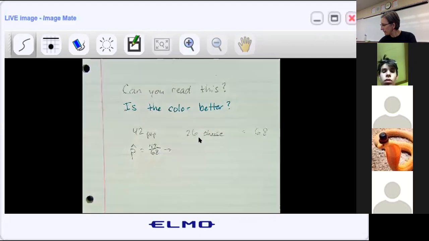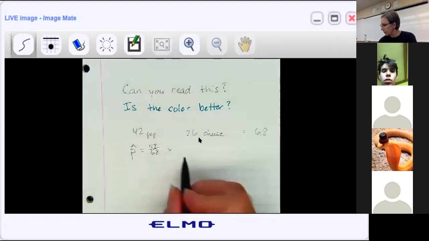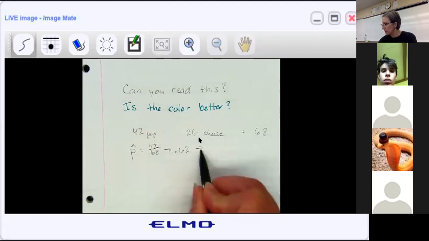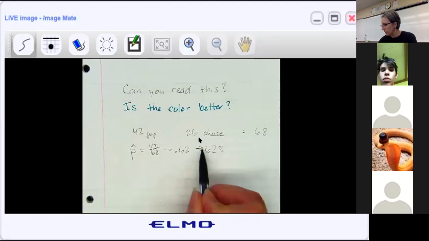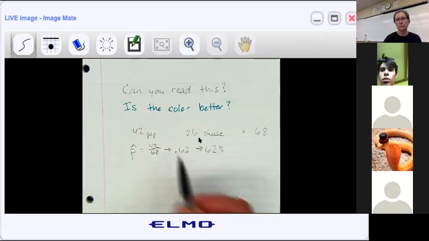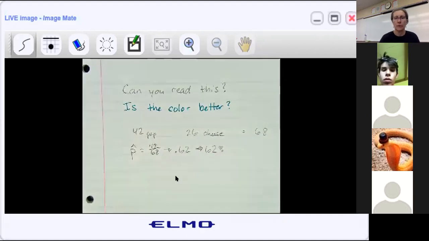So I'm going to round that up to 0.62, which would be 62%. And you should check that. I think I did it right, but you should double check it. Okay. So that is your p-hat. I'm going to go back to the document there.